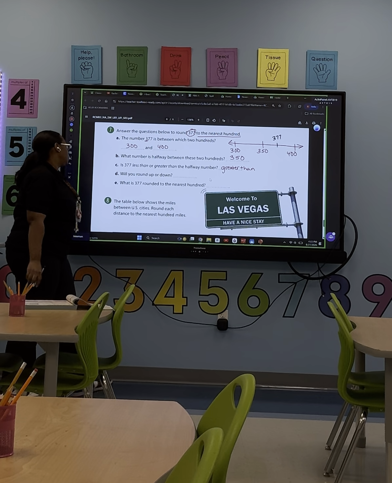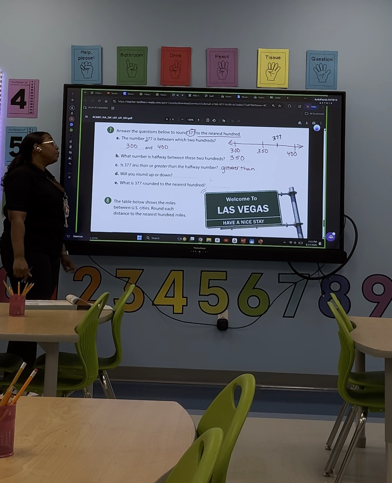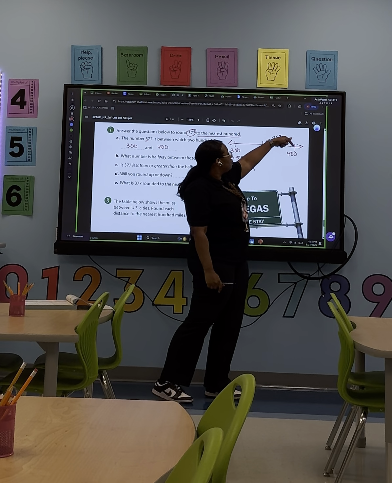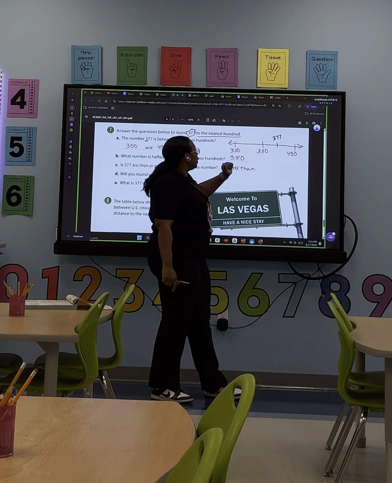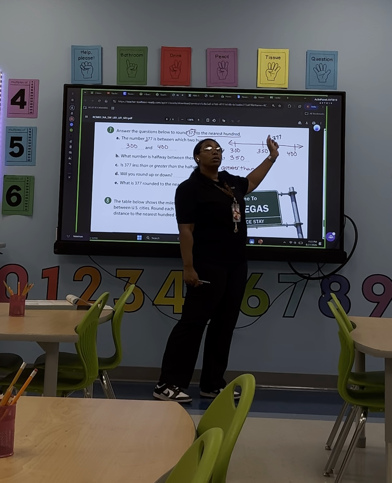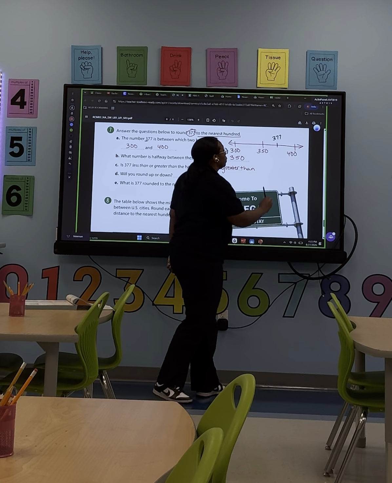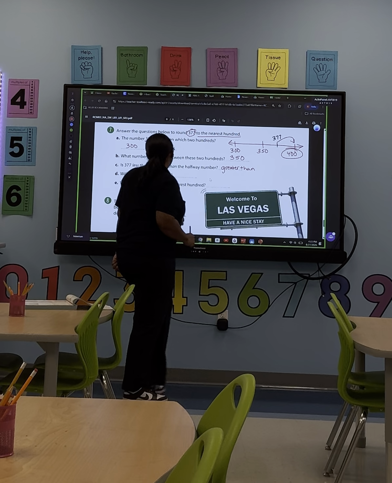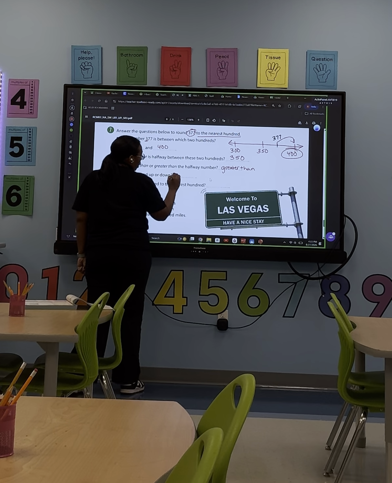Okay, let's go to D. Will you round up or down? Let's figure that out. Is it going to round up to 400 or is it going to round down to 300? Well, since it's closer to 400, it's going to round up to 400. So we're going to put round up.